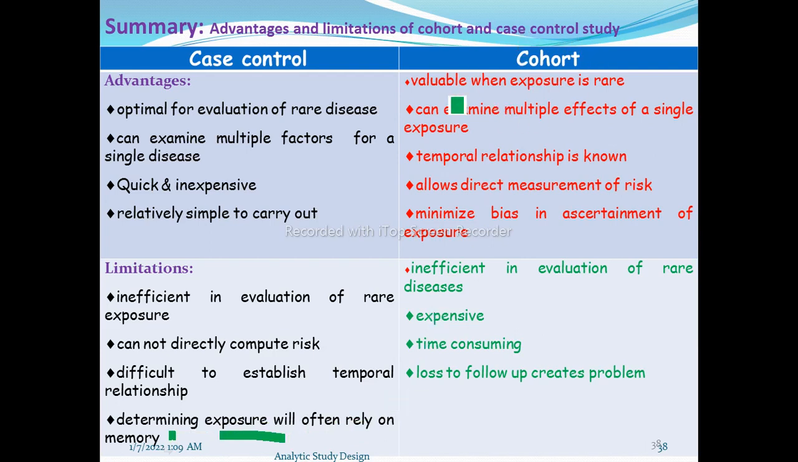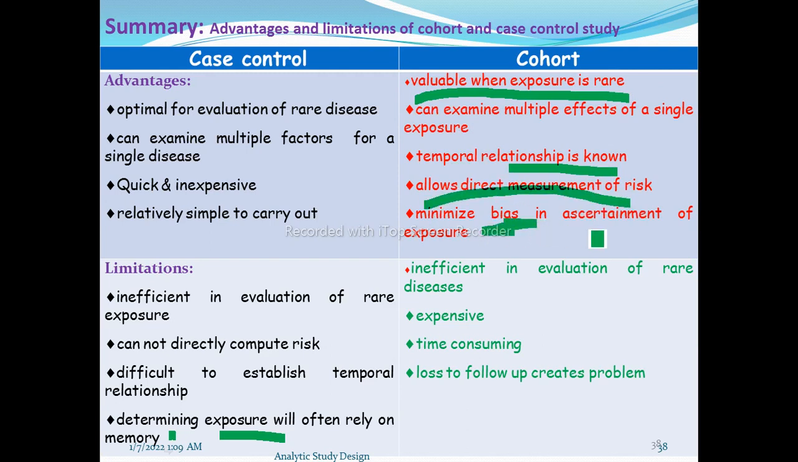In the case of a cohort study, the advantages are important. It is valuable when exposure is rare. It can examine multiple effects for a single exposure. The temporal relationship is known, so it allows direct measurement of risk. It minimizes bias in ascertainment of exposure. But it is inefficient for evaluation of rare disease.